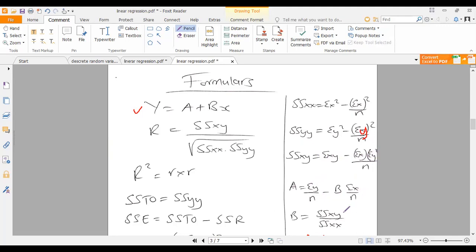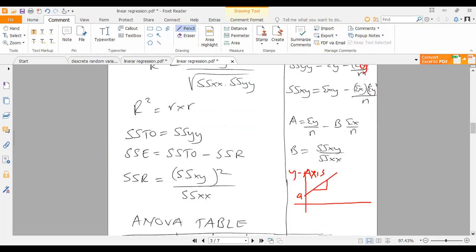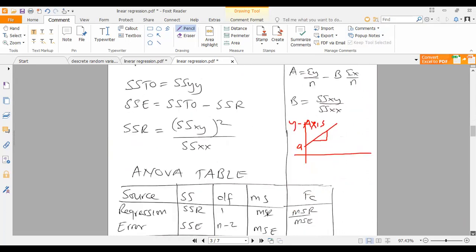Then how do we find the slope? Are we together so far? To find the slope, it is summation of xy over summation of xx. Our R is summation of xy over the square root of summation of xx times summation of yy. So this looks like jargon, but I'll simplify it. Okay, I'll take you through an example.